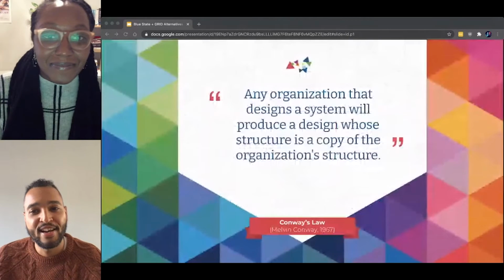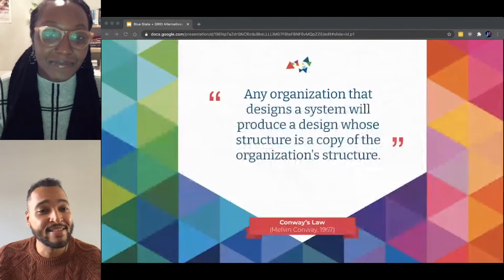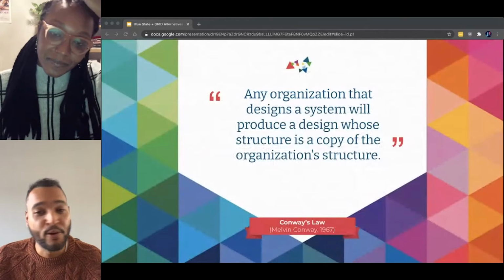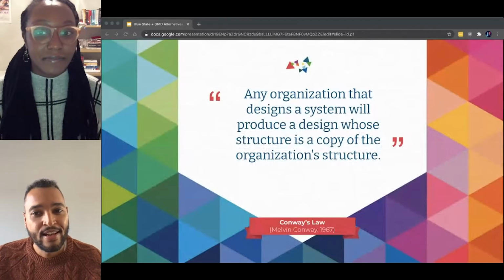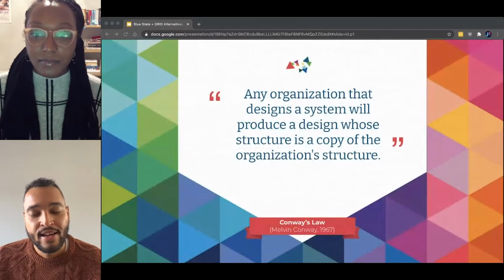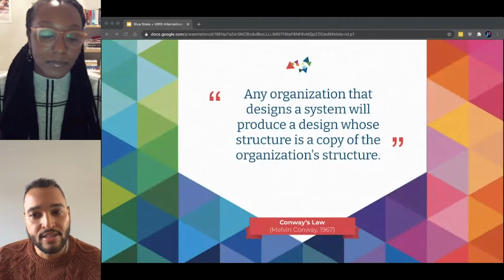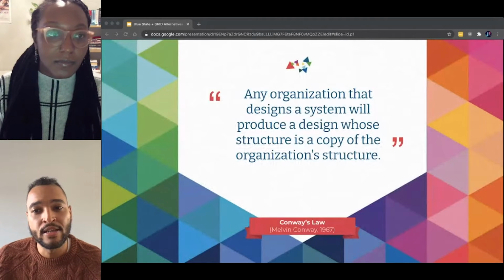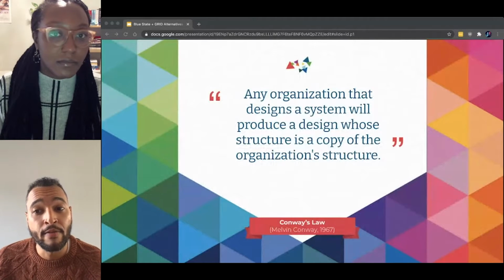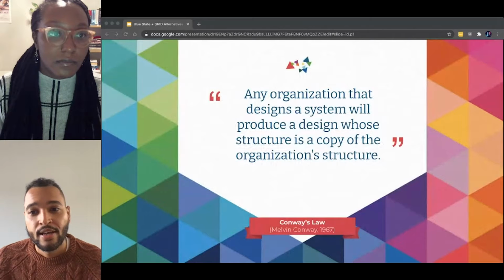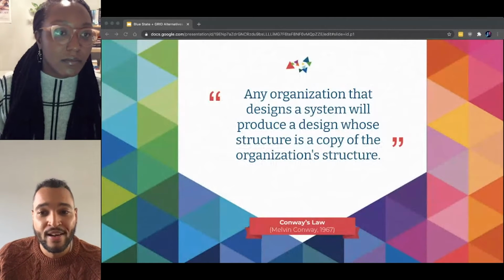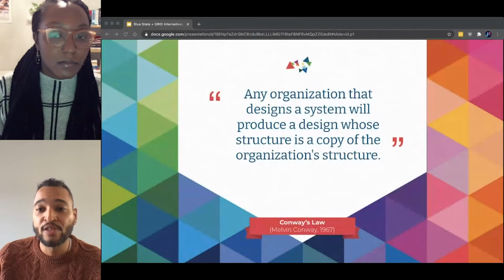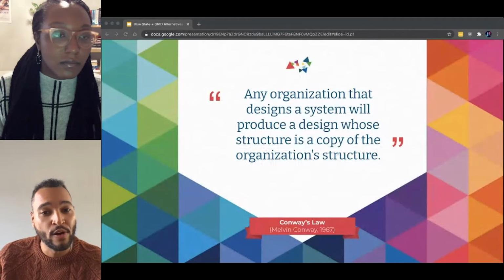So today I want to start off with a 1967 quote from a programmer called Melvin Conway that is very much relevant today. It's called Conway's Law. It says, any organization that designs a system will produce a design whose structure is a copy of the organization's structure. In other words, this law says that if an organization designs a piece of software, the structure of the software will mirror the structure of the organization.